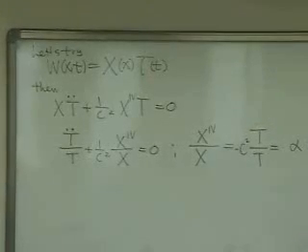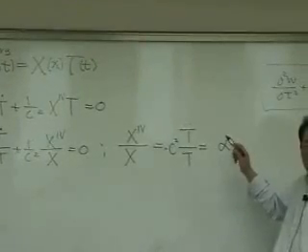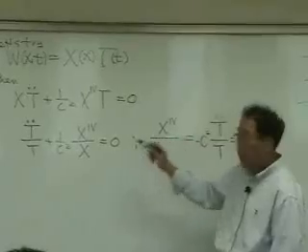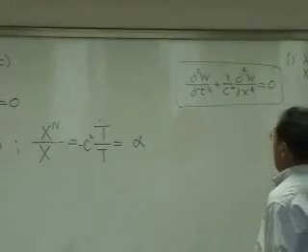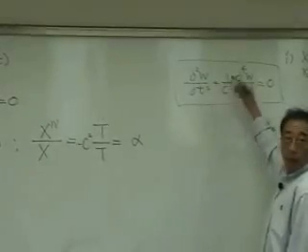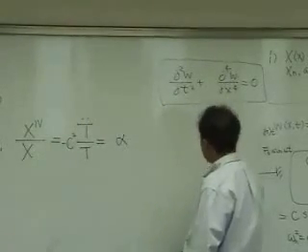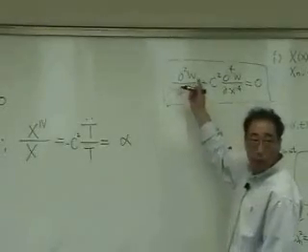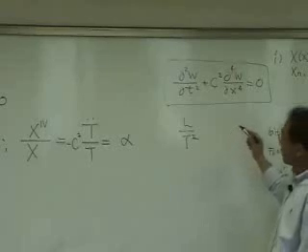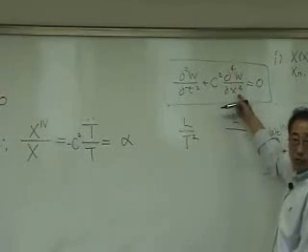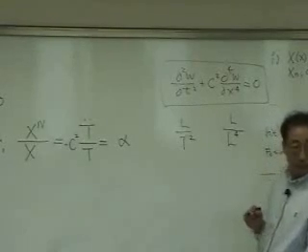Now, alpha scale. This one? Yeah. Has to be. Yeah. Because the dimension of this is L over T square, and the dimension of this is L over X to the fourth. No?